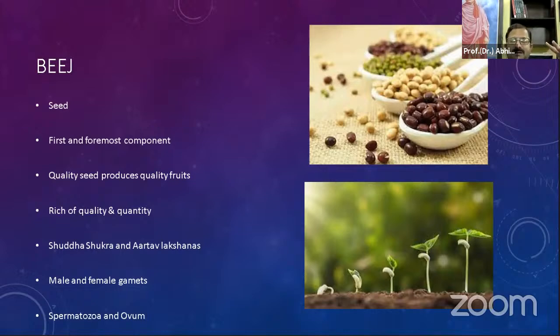So all, but obviously the preference goes to Bija, because if Bija is not there, there is no significance to the other components like Rutu, Kala, Ambu, etc. Okay. So first and foremost thing which is required for conception is the Bija. After Bija, then the three things which are required. Okay, so first and foremost thing.